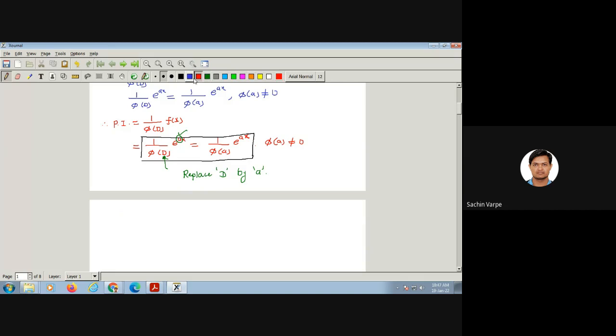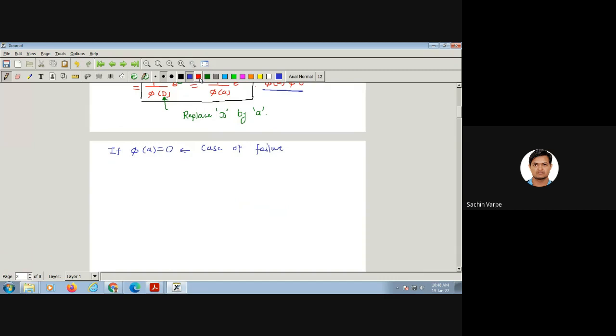But anyway, if phi of a is non-zero, then this will be the particular integral. If phi of a is equal to zero, then it is called a case of failure. If this denominator phi of a is zero, then it is called a case of failure.